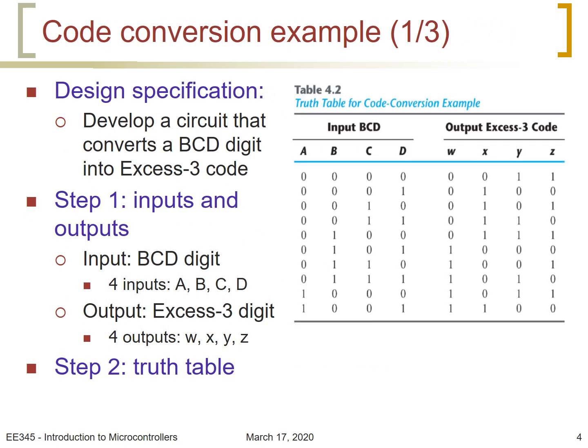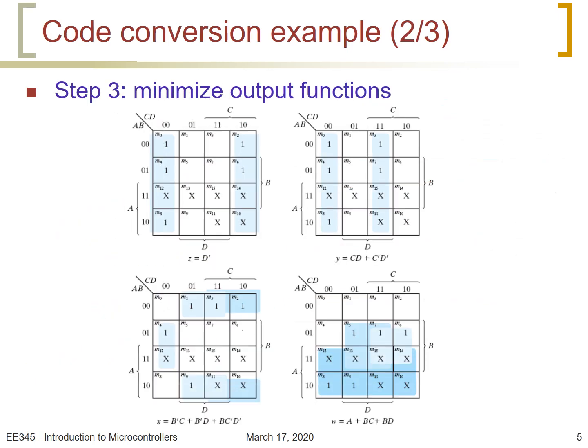In the truth table, we see the values of x equal to 1 for the combinations 1 through 4 and 9, and the others are 0. So we come here, we write 1, 2, 3, 4, and 9. We put these ones, and the others are 0. And of course, combinations 10 to 15 will be don't cares.